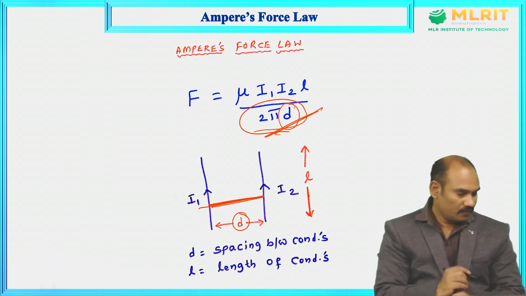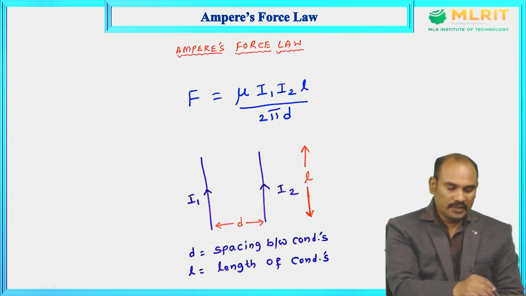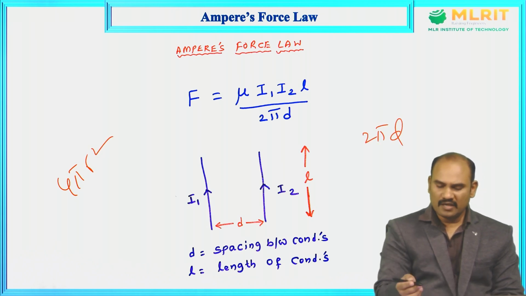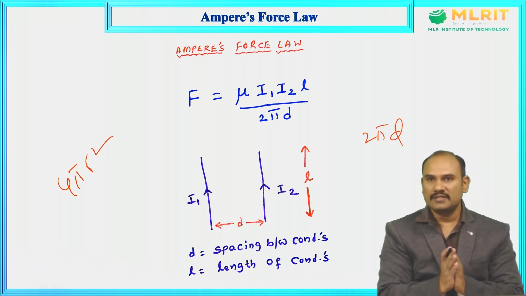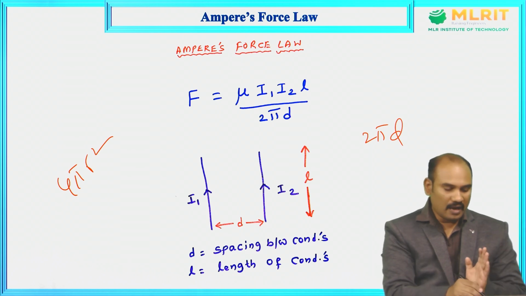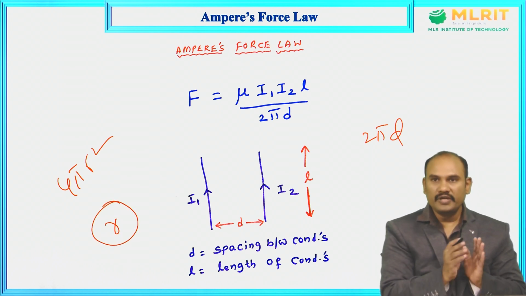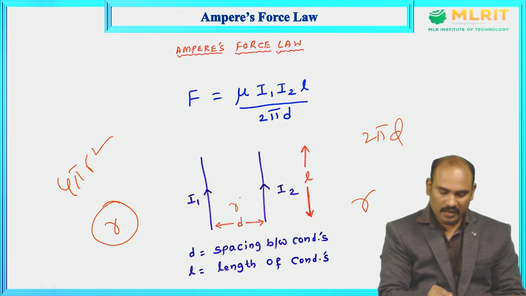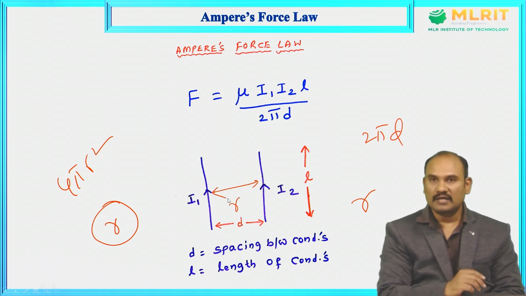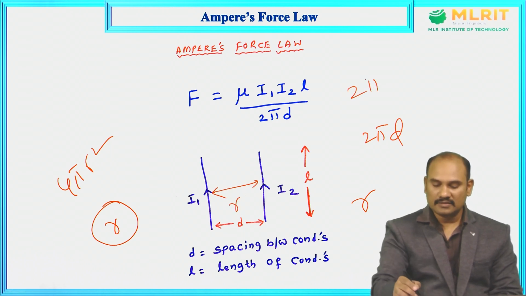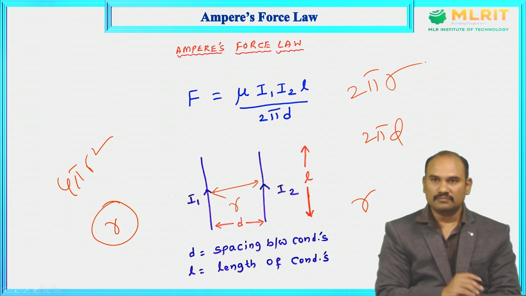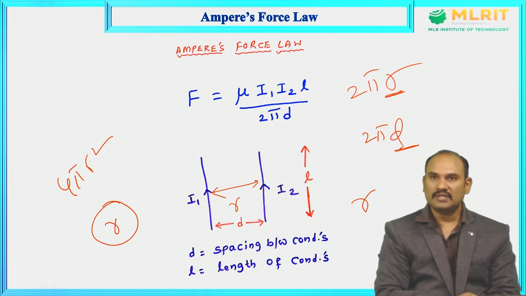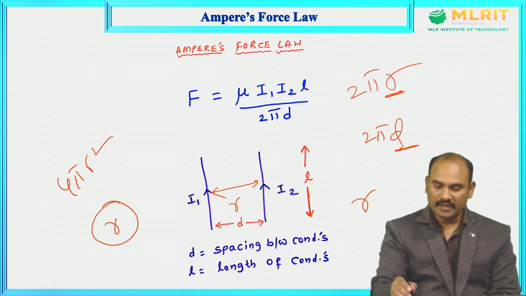Now, there you have 4 pi r square, here you have 2 pi d. Or if you want to make a one-to-one analogy, there you have taken r as the variable to indicate the spacing between charges. Here also you take r as the spacing between the conductors. Then I should rather write it as 2 pi r. Just assume instead of 2 pi d, 2 pi r. Just the name of the variable is changing, nothing else. Instead of 2 pi d, I am writing 2 pi r.